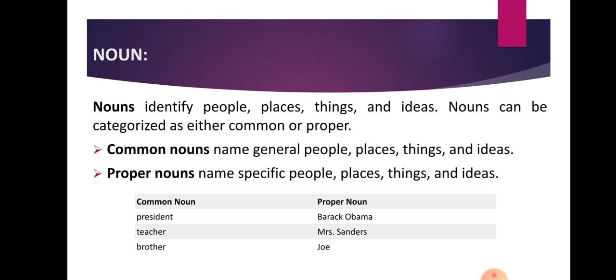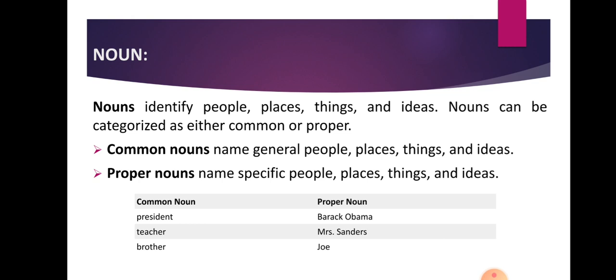Here we are going to revise nouns. What is meant by a noun? A noun is nothing but a naming word. In order to name someone, we use nouns. Nouns identify people, places, things and ideas. Nouns can be categorized as common nouns and proper nouns. Common nouns are used to name the people, places, things and ideas in general. For example, president. It refers to all the presidents.